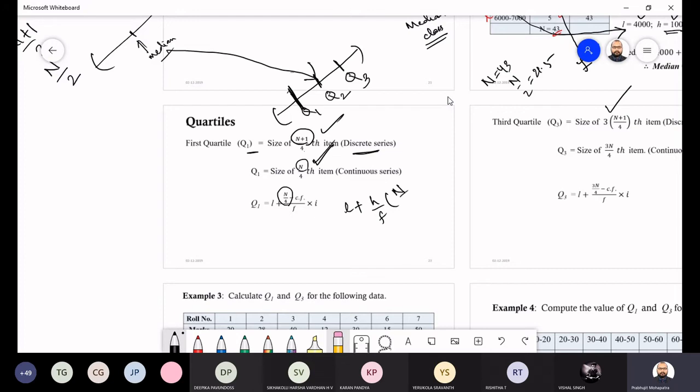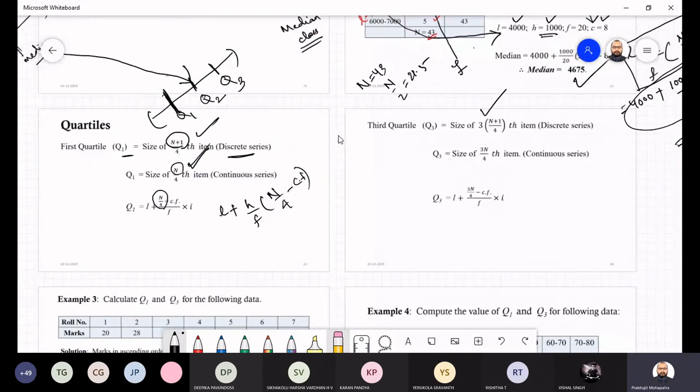So n/4 minus CF, the cumulative frequency of the preceding class. Getting or not? Exactly the same way for Q3 also. So Q3 is nothing but, what is that? If it is discrete, this is 3/4 of n+1. And if it is continuous, then 3/4 of n.